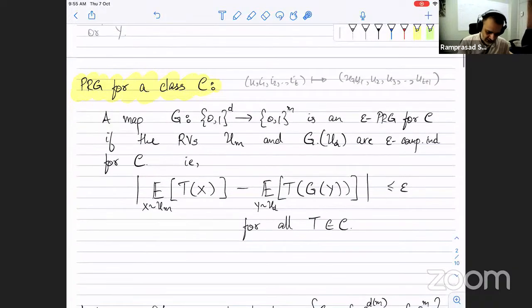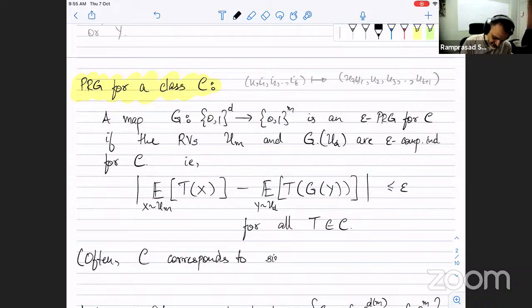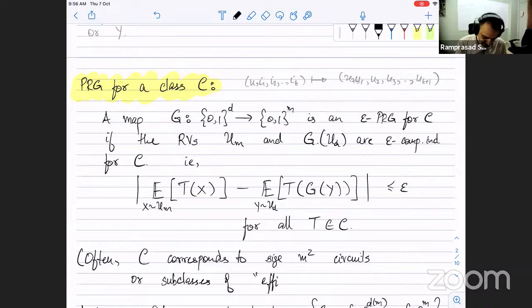Okay, and again, just to stress, almost throughout, the class C corresponds to something like size M squared circuits. You pick some mental model of efficient computation and you work with it. And sometimes we'll actually work with some subclasses of our mental model of efficient computation.